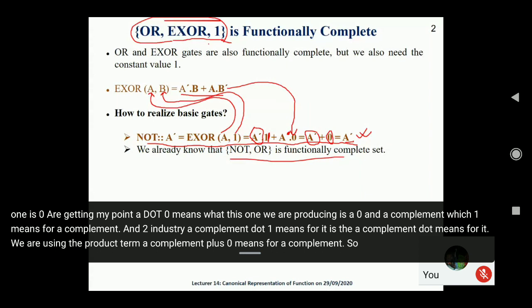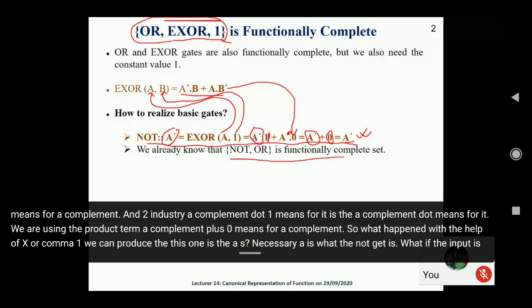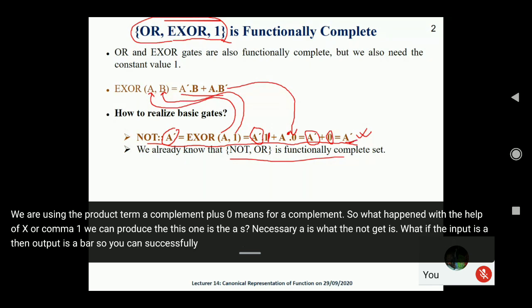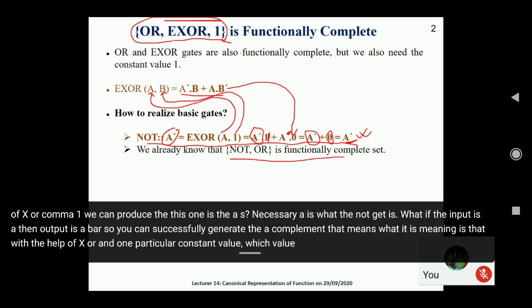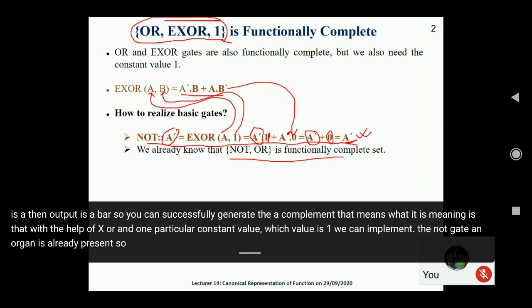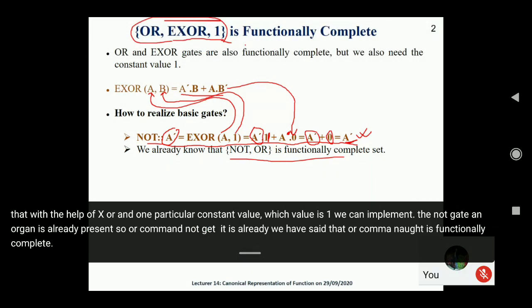So what happened, with the help of XOR comma 1, we can produce the a dash, sorry, a bar. The NOT gate is what, if the input is a, then output is a bar. So we can successfully generate the a complement. That means with the help of XOR and one particular constant value, which value is 1, we can implement the NOT gate. And OR gate is already present. So OR comma NOT gate, we have checked that OR comma NOT is functionally complete. So OR comma XOR comma 1 is also functionally complete.